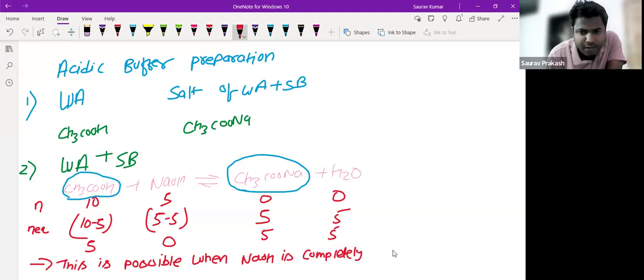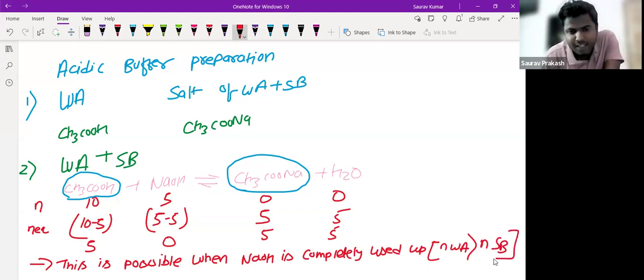You have learned in the basic concepts of chemistry the limiting reagent, and you are applying that concept. It means the number of moles of weak acid should be greater as compared to the number of moles of strong base. So what is the limiting reagent? The reactant which is completely used up in the reaction. That is the limiting reagent. So this is our second method.